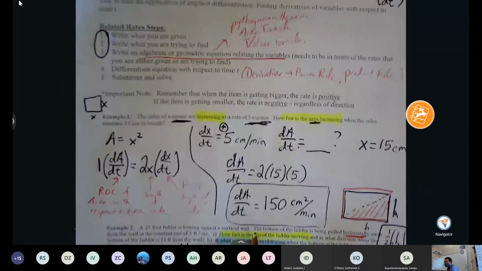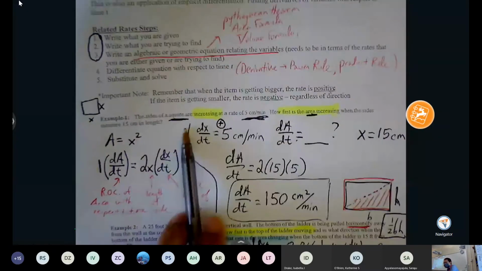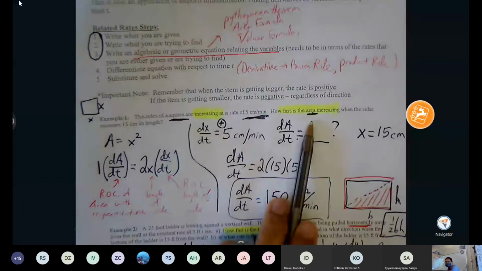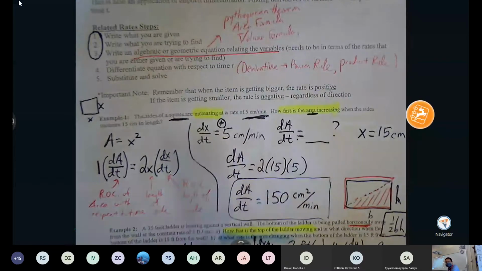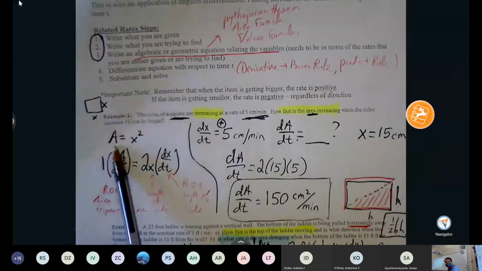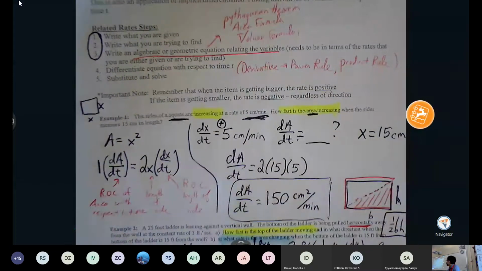So let's look at example 1 here. Example 1, we're dealing with the area of a square. So we knew that the area of a square is just length times length. I used x as my variable, so I say A equals x squared. Okay.